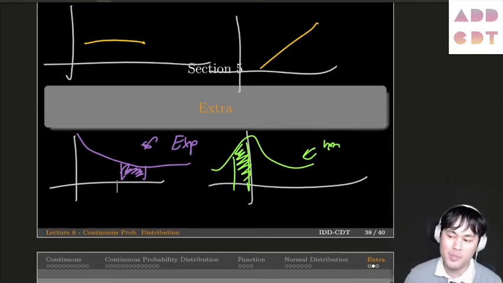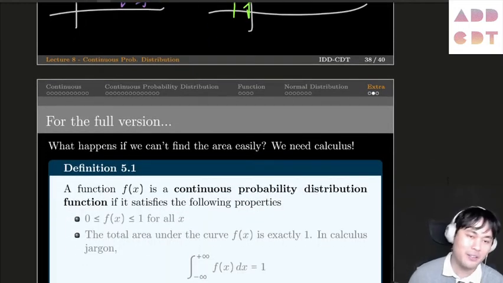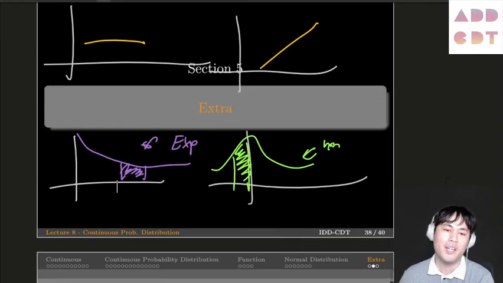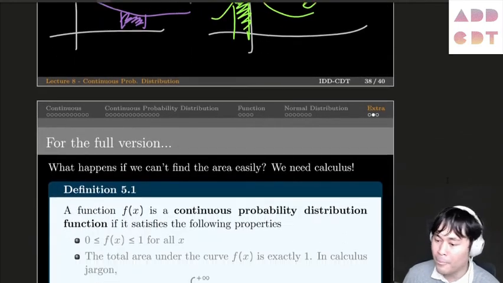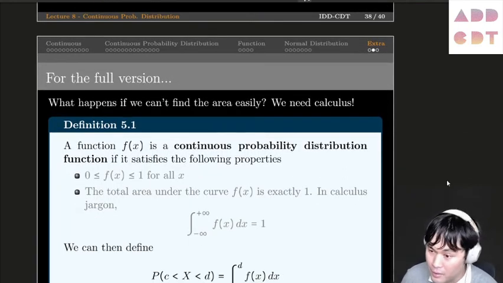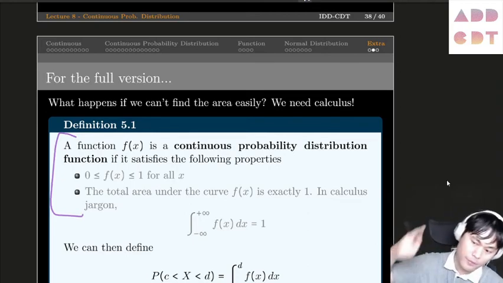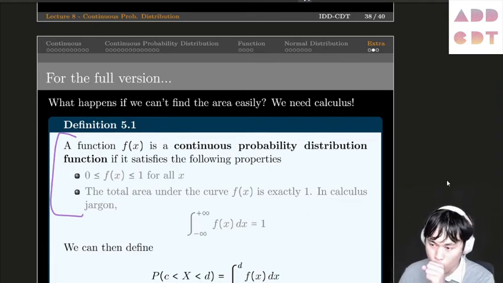How do you compute it? If you haven't studied calculus at all, you can just appreciate it. Oh, that's interesting. If you do, then that's gonna be helpful. And for the full version, this one is still the same definition we had before.